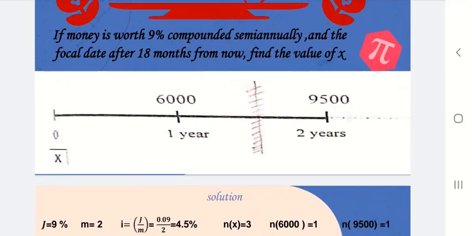Note that the distance between X and the focal date is 1.5 years, 18 months. In 18 months there are 3 periods. Every period equals 6 months. So the interest will be added 3 times.